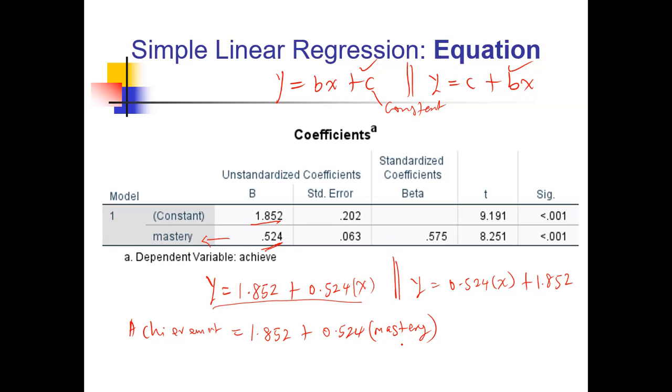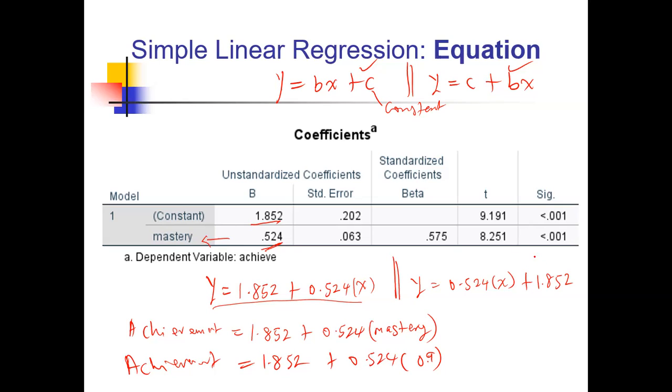Okay, so if, for example, I know that mastery is 0.9 for a given individual, I could compute the person's achievement. I just plug it into this equation and that would be that. So if I know that mastery is 0.9, then achievement for that person will be predicted as 1.852 plus 0.524 times 0.9. Just plug that in place of mastery, solve that simple equation, and you have the achievement value for that particular person.